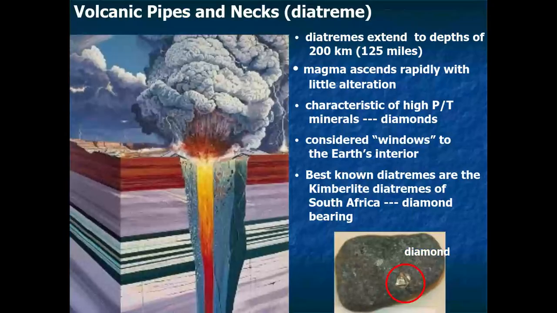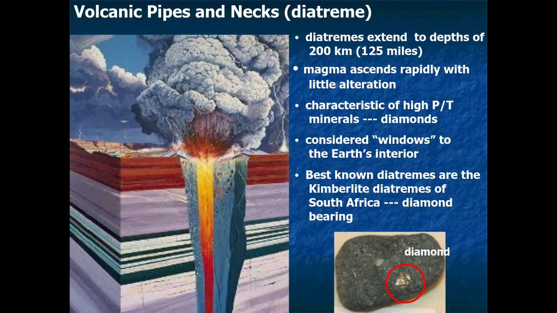Volcanic pipes and necks. These are known as what we call diatremes. And a diatreme basically is a type of volcanic deposit that originates about 200 kilometers or 125 miles below the Earth's surface. And this is where magma rapidly ascends from that depth up to the surface of the Earth.